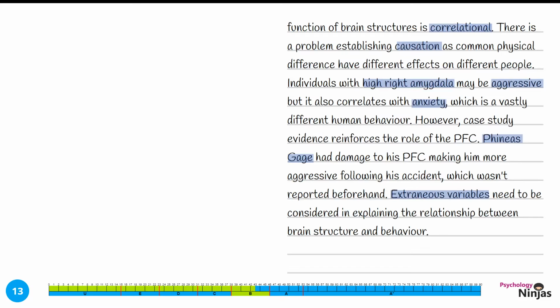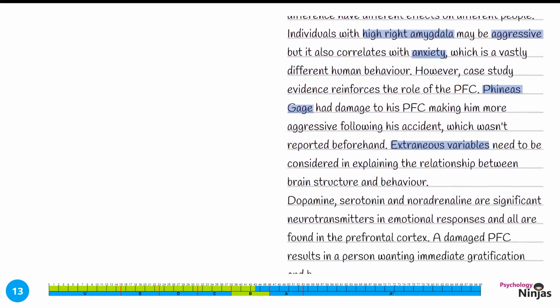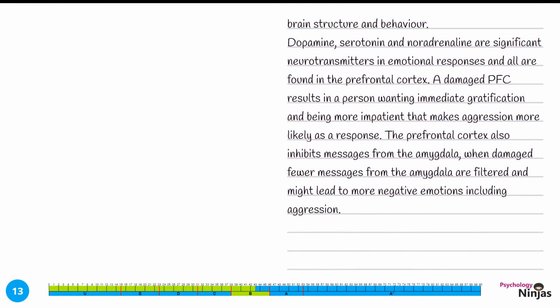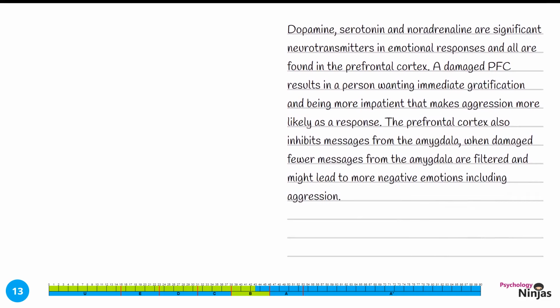It's time to return once again to knowledge and showing that we understand different brain structures. Dopamine, serotonin and noradrenaline are significant neurotransmitters in emotional responses and are all found in the prefrontal cortex. A damaged PFC results in a person wanting immediate gratification and being more impatient that makes aggression more likely as a response. The prefrontal cortex also inhibits messages from the amygdala. When damaged, fewer messages from the amygdala are filtered and might lead to more negative emotions, including aggression.